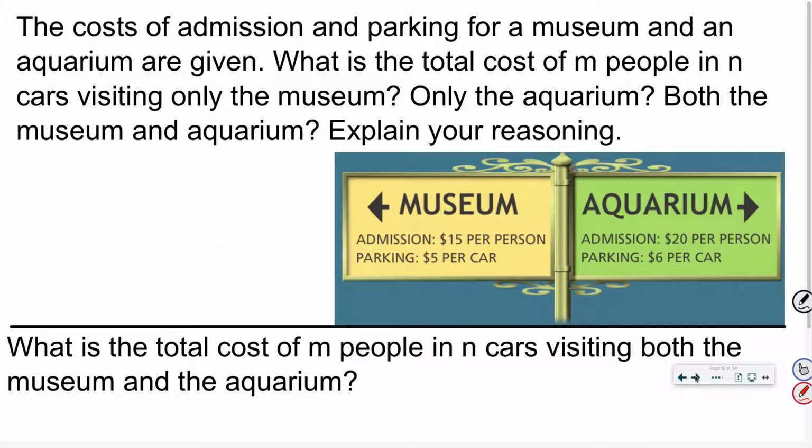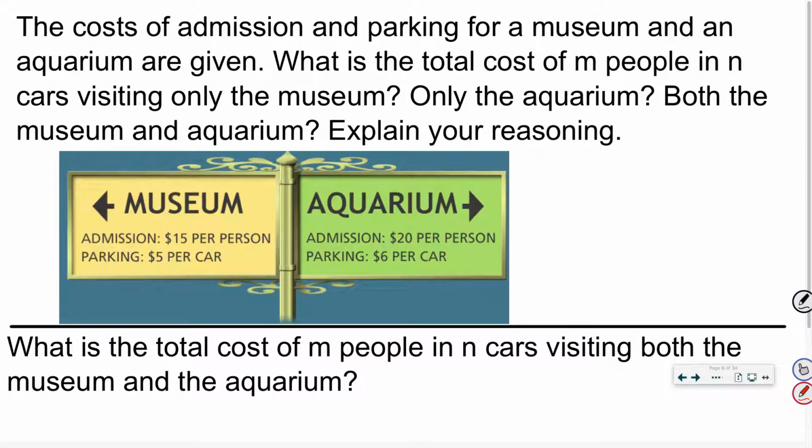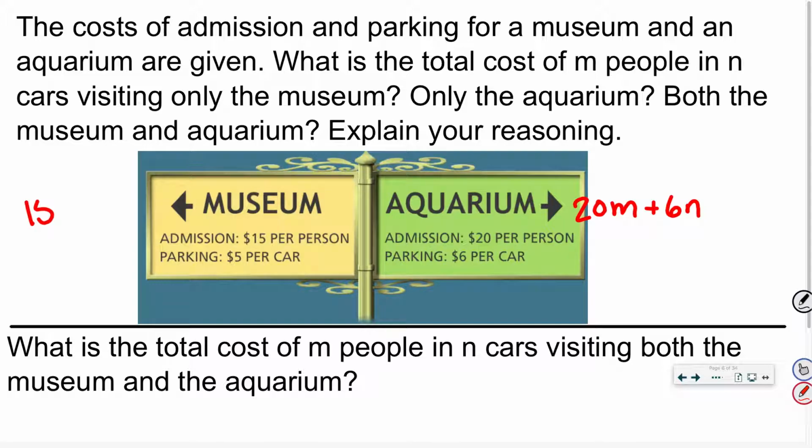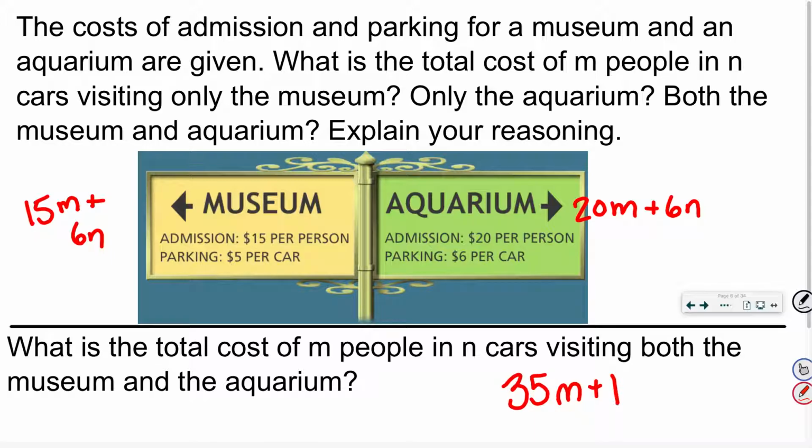And how about the aquarium? How would it be represented at the aquarium? 20M plus 6N. Good. Now this next slide is a little bit of a stretch. Just kidding. If we wanted to do everything together, if these were the two expressions and I wanted to combine them, what could I combine? I could combine all the M's. So how many M's would I have? 35. And how many N? 11. So it is 11.